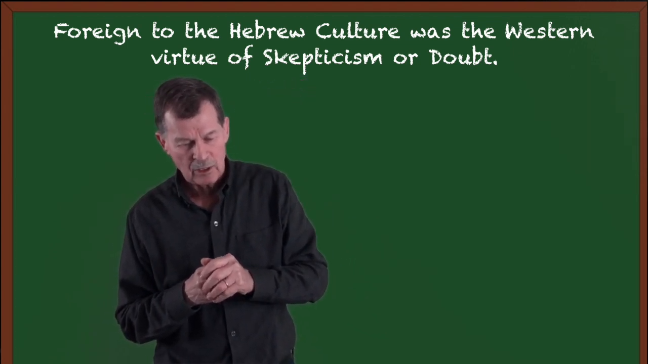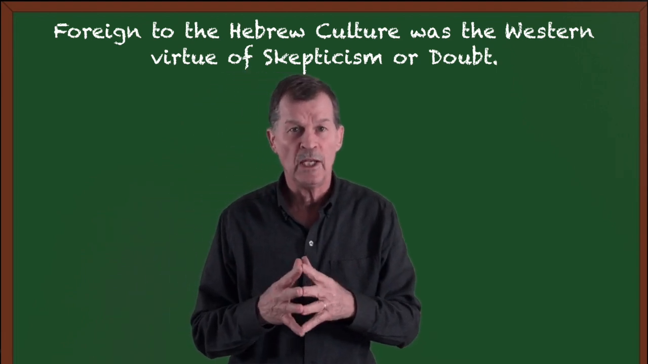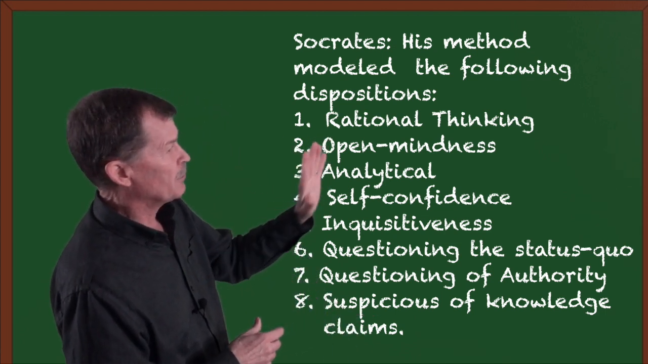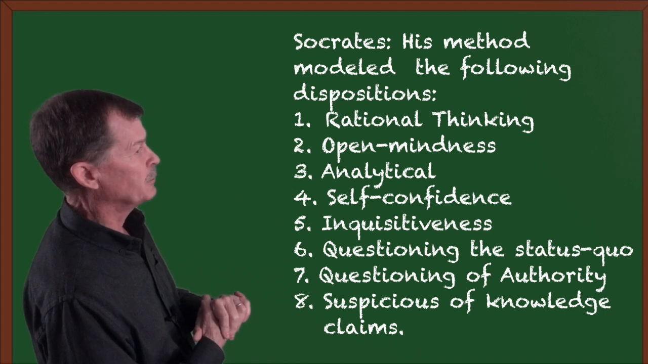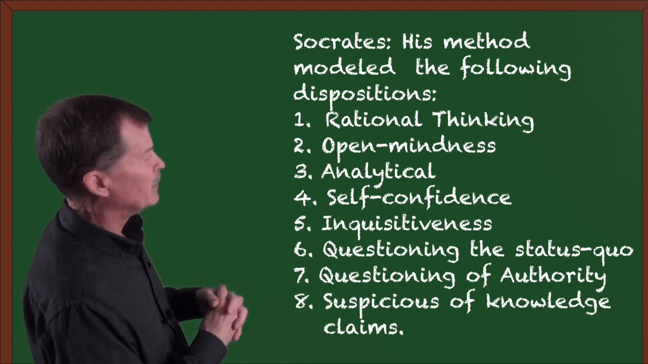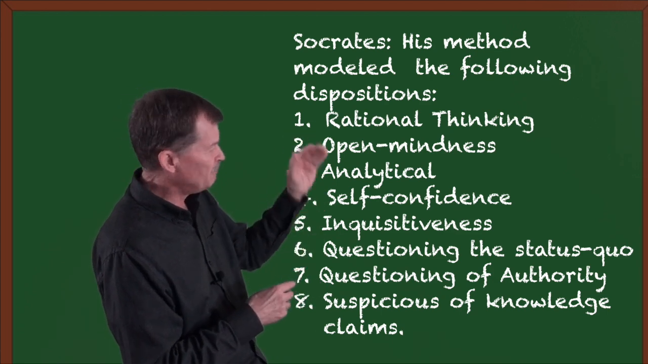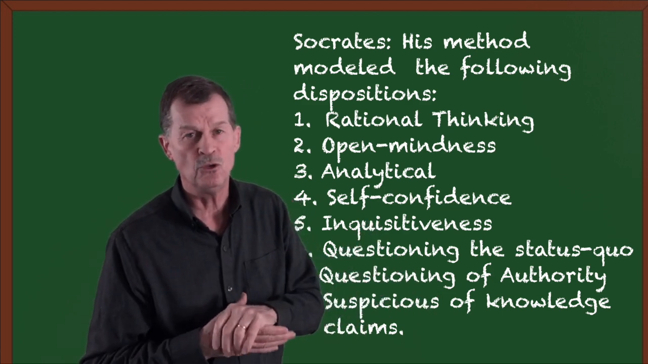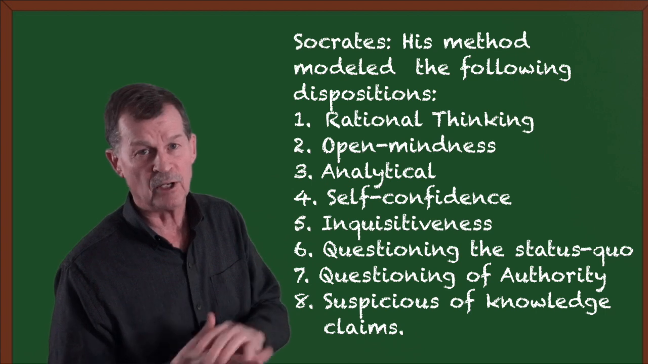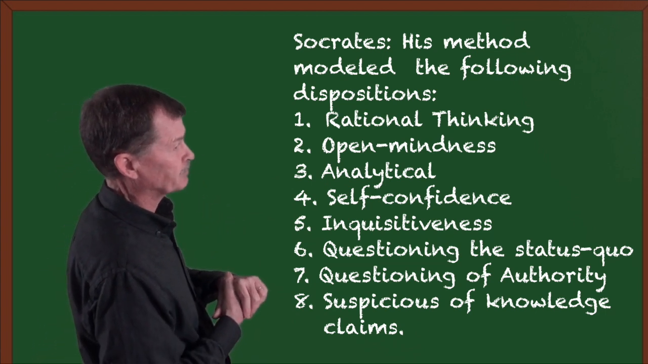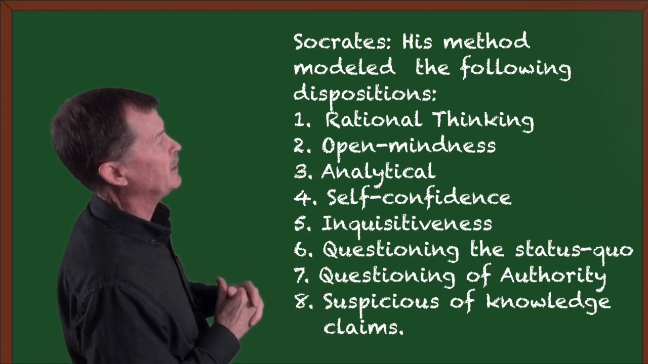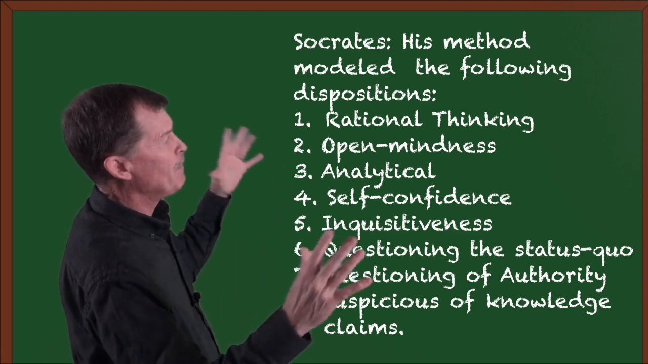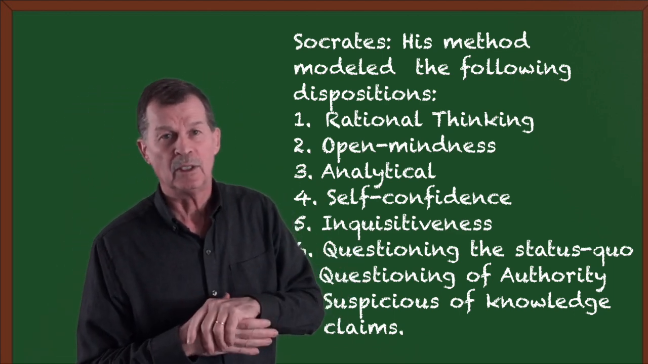So how does skepticism or doubt fit into the Hebrew culture? Well, these are the dispositions modeled by following the Socratic method. Socrates, his method modeled the following dispositions. And look at these dispositions and compare them to the tribe of Israel, to the nation of Israel. Number one, rational thinking. Okay, is that the source of reliable knowledge? And it's kind of like, no. Open-mindedness. Open to what? No.